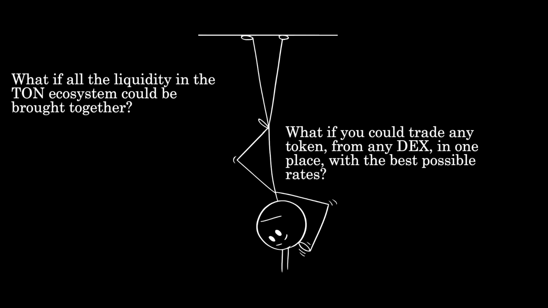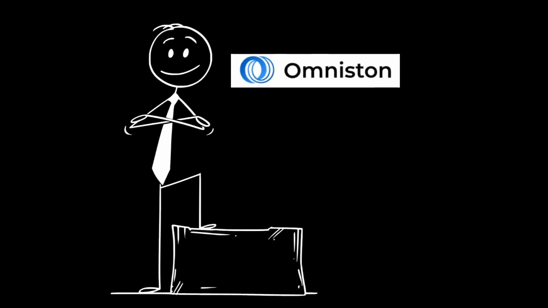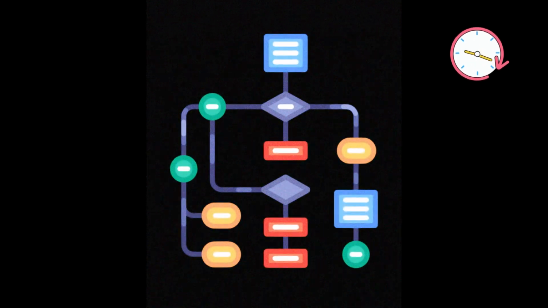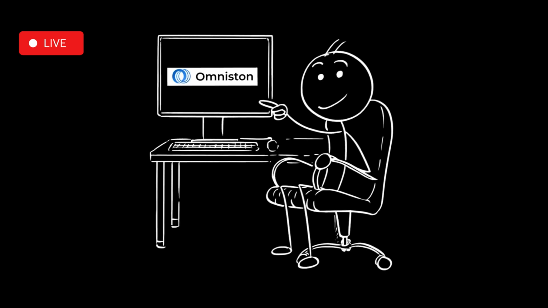In the early days of DeFi, trading on blockchain was slow, expensive, and confusing. If you wanted the best rates, you had to jump from one app to another. That's how Omniston was born. After months of building and testing behind the scenes, Omniston is now live, open for everyone during our beta phase.